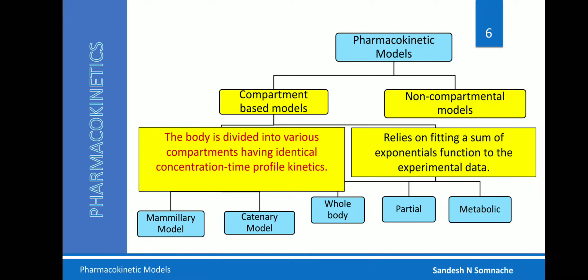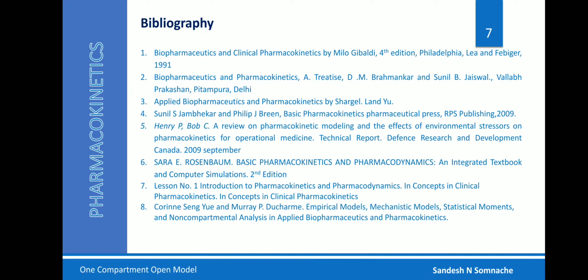While in the case of the non-compartmental method, it relies on fitting a sum of exponential functions to the experimental data. Here we use various terminologies and equations to determine various pharmacokinetic parameters like area under the curve, area under the moment curve, T half, etc. The further classification of compartment models or classical compartment models we will discuss in our next session.